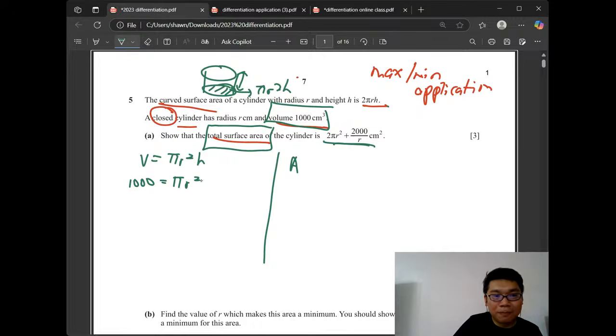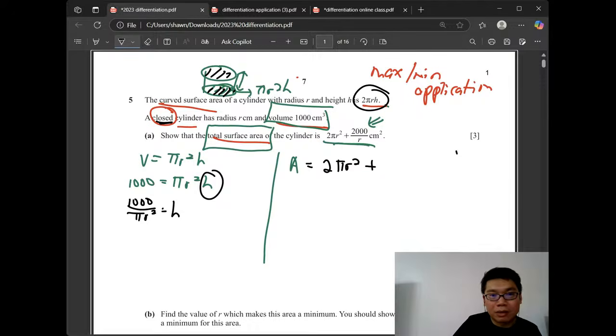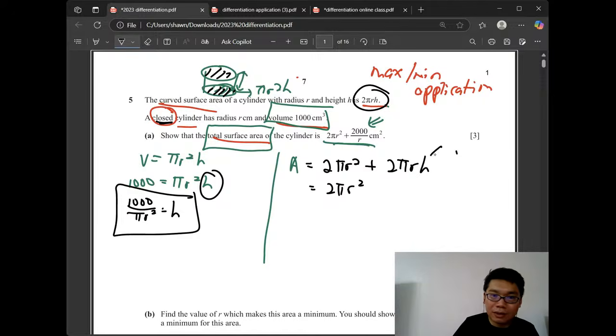So we can make one of them the subject. According to what we were asked to show, they don't want h. So h is the thing that we need to make the subject. So h equals 1000 over pi r squared. Then the area would be 2 of this. Because it's a closed cylinder, both ends give 2 pi r squared. And then the middle is this 2 pi r h. Then always remember, link these to here. So just substitute in.